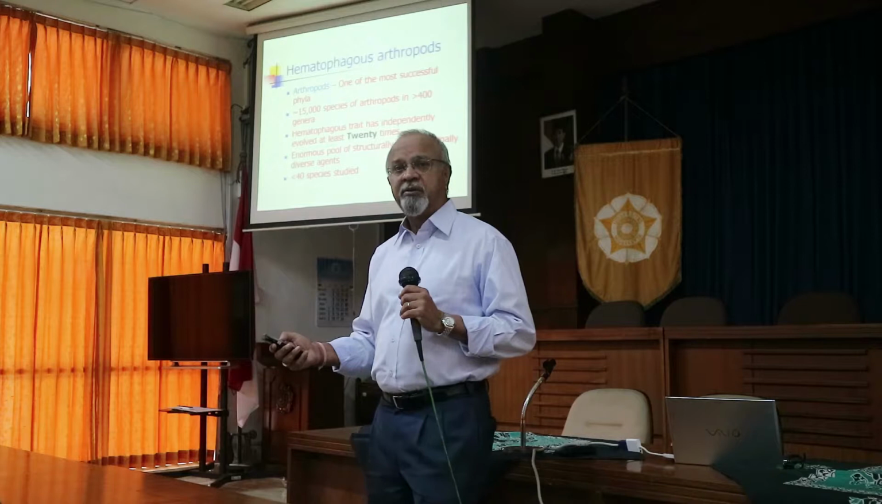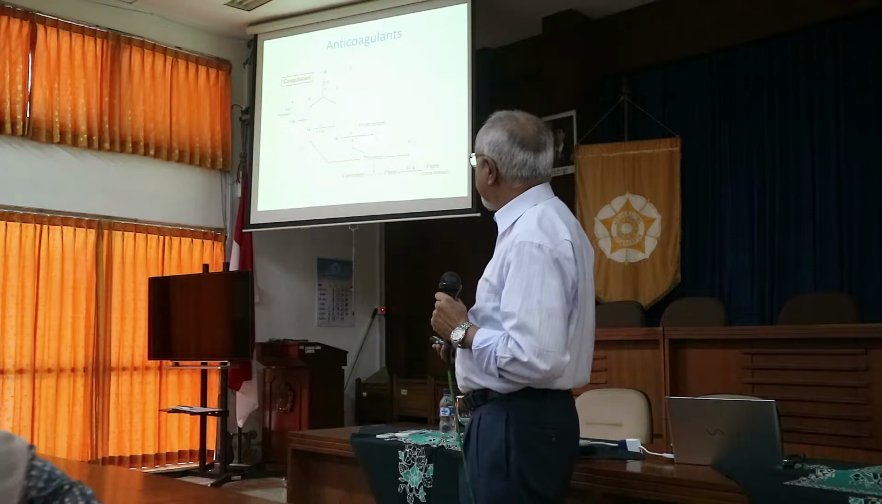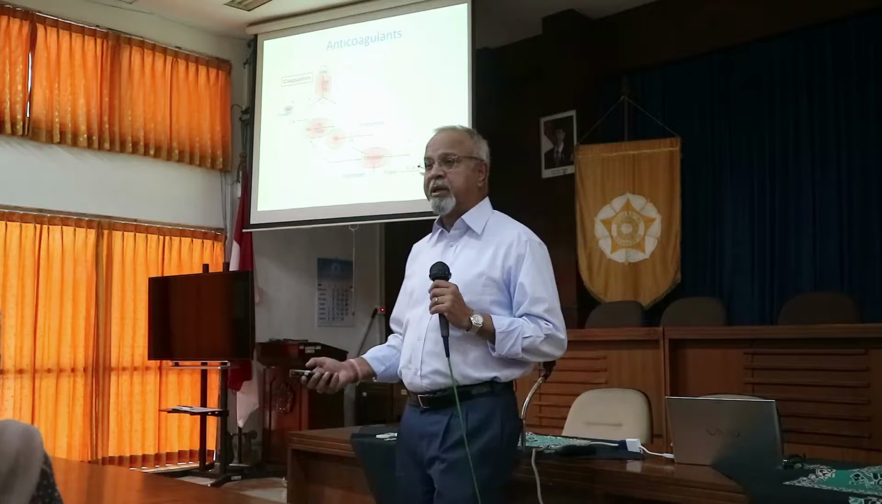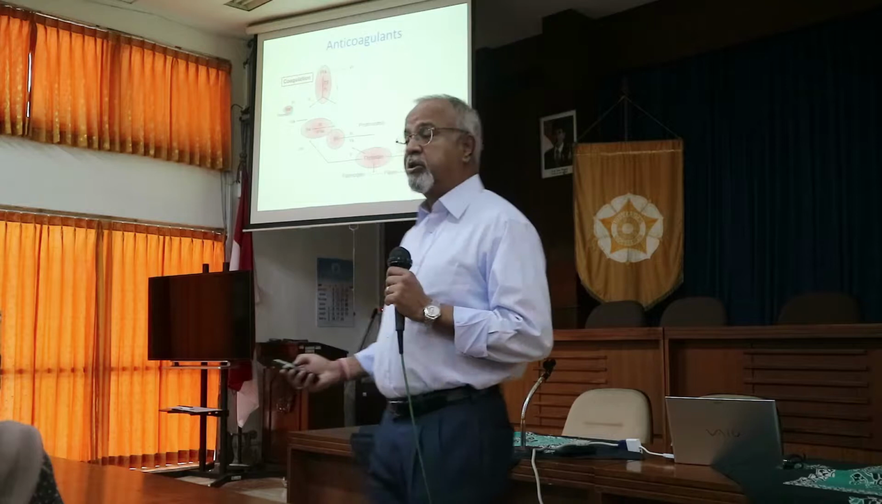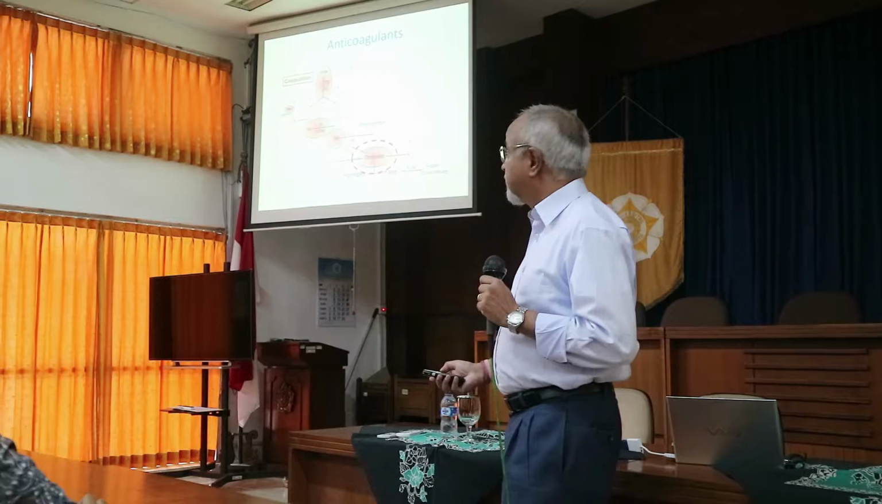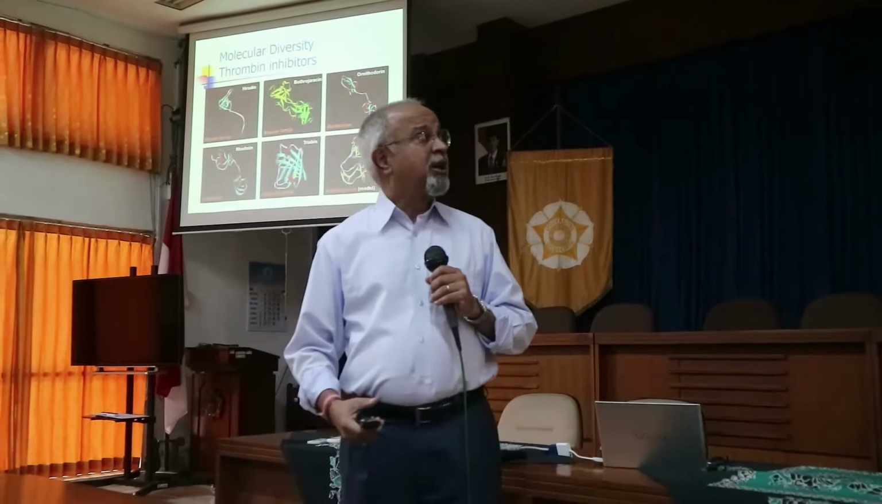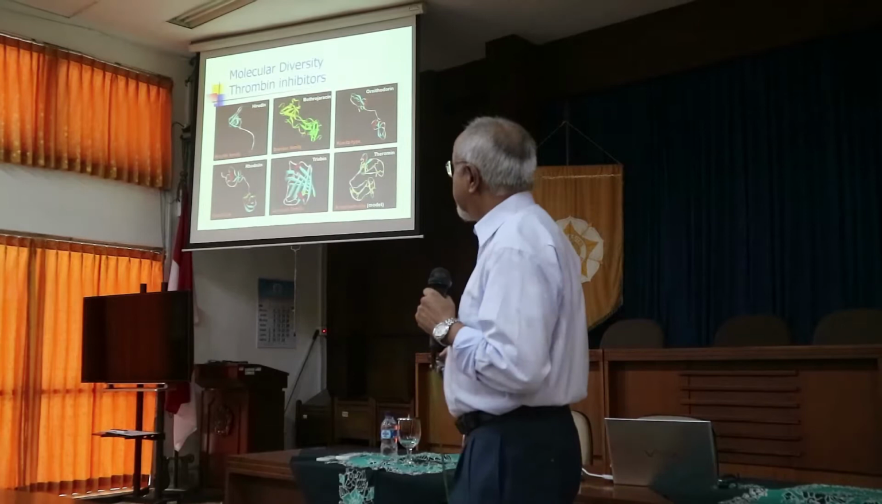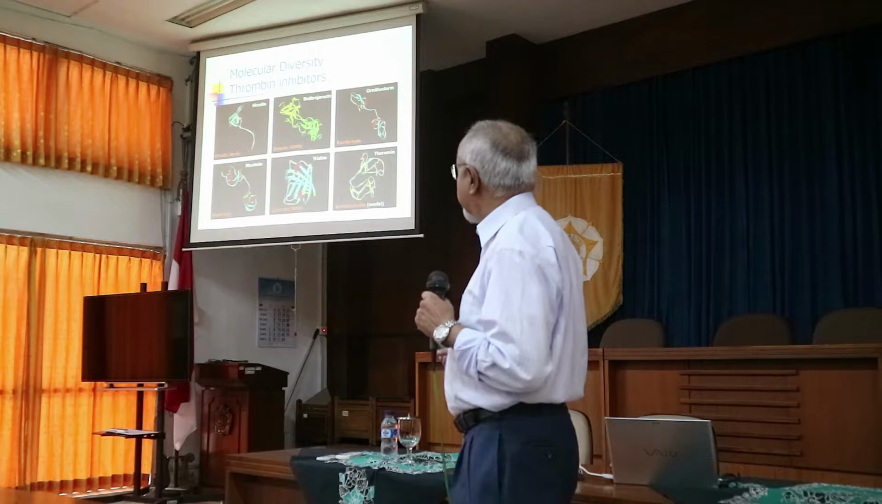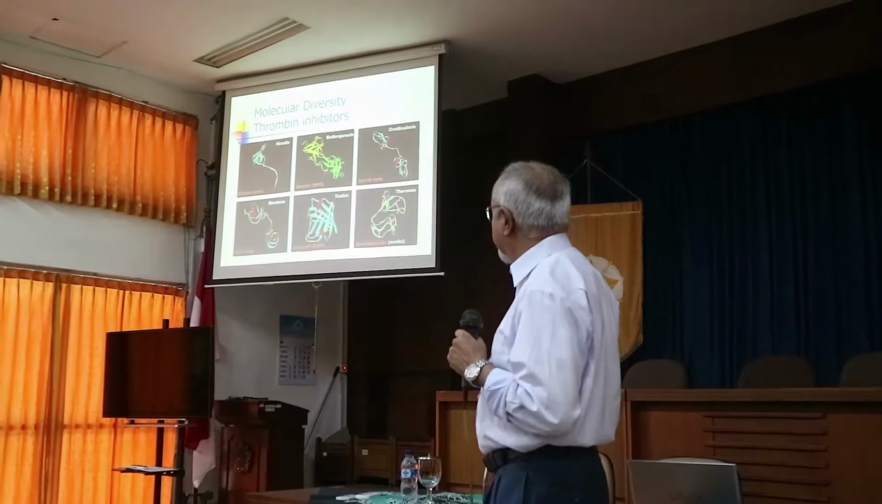So if you look at the anticoagulants, this is the coagulation cascade, and these are the spots where the tick anticoagulants block it. And today we are going to focus only on the thrombin inhibitors. And there are several thrombin inhibitors purified. And just to give you an idea, the molecular diversity of thrombin inhibitors. So you can see each of them are very, very structurally different. So this is the pyridine family, this is a snake-like family, C-type lectin family, Kunitz type inhibitor, Kazal type inhibitor, lipocalin family, antistatin family.